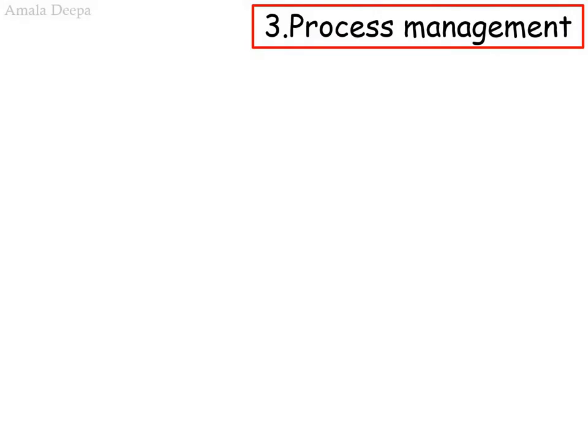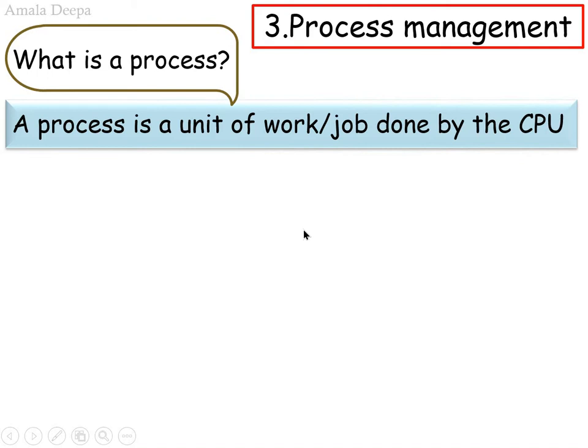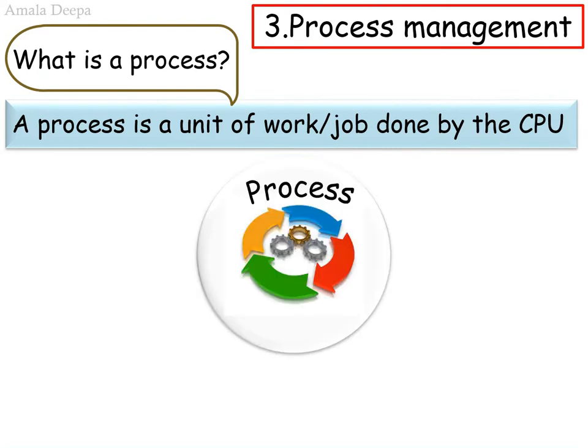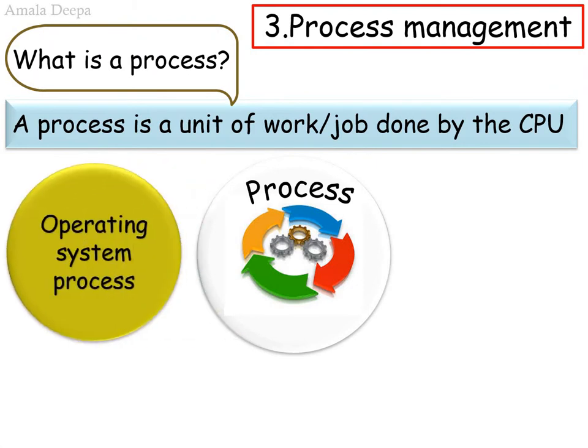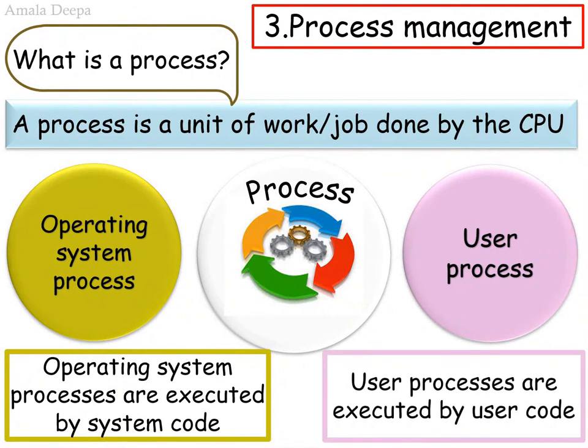The third feature of operating system is process management. First, we will see what is a process. A process is a unit of work or job done by the CPU. There are two types of processes: operating system process and user process. Operating system processes are executed by system code. User processes are executed by user code.